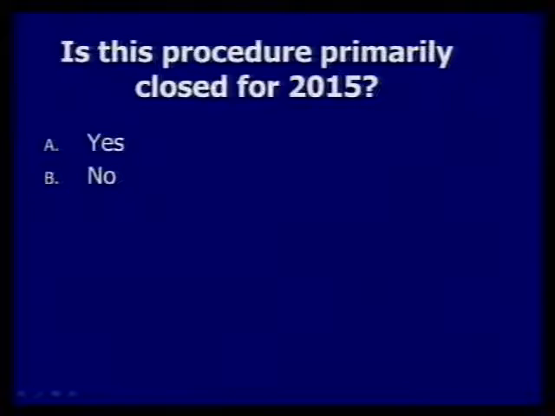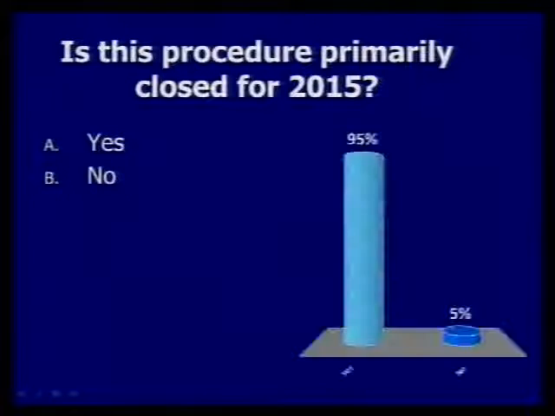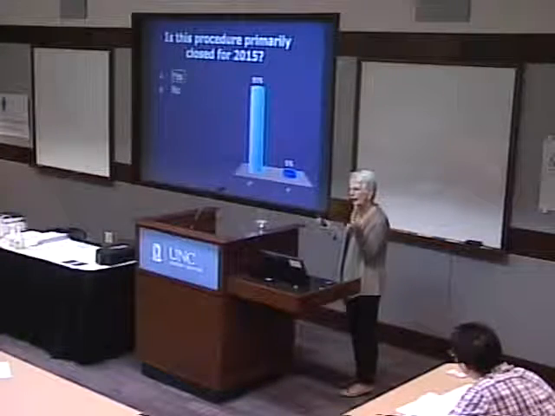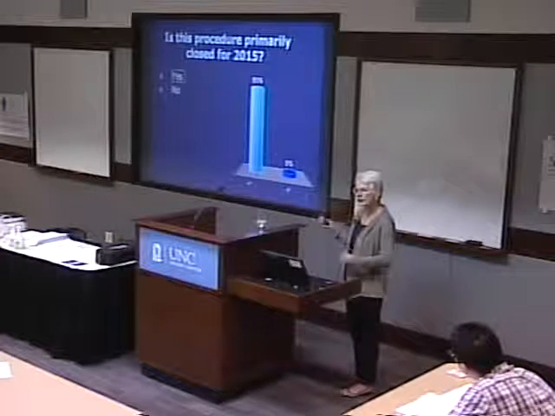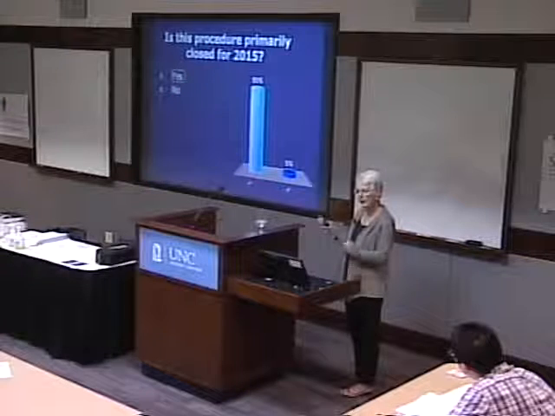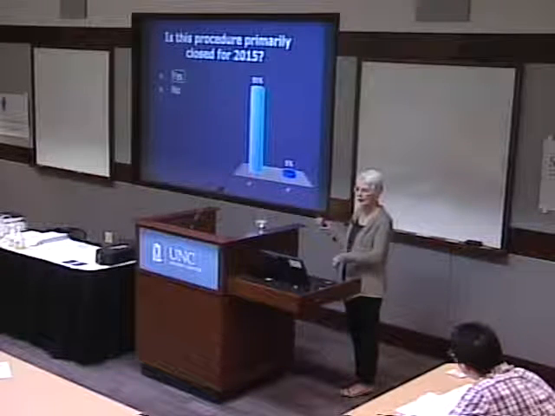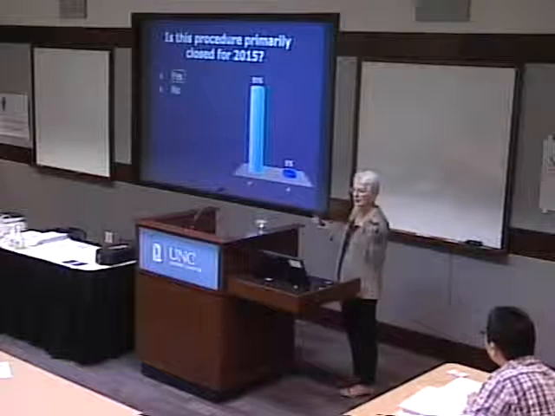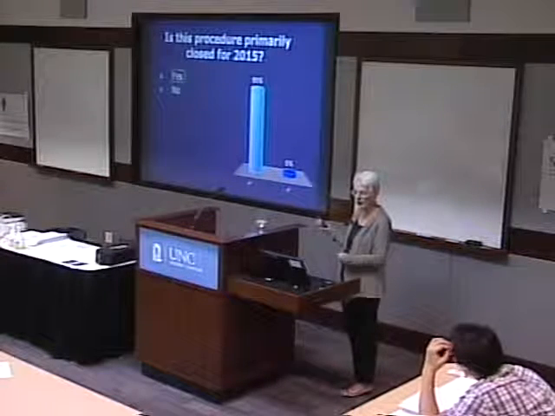Okay, so let's see what you thought. 95% said yes, and yes is the correct answer. Remember, if there's just one place where the skin edges are approximated, it is considered primarily closed. Now, a note on that: if they close the tissues and the fascia but leave the skin open, the skin is our determining factor.